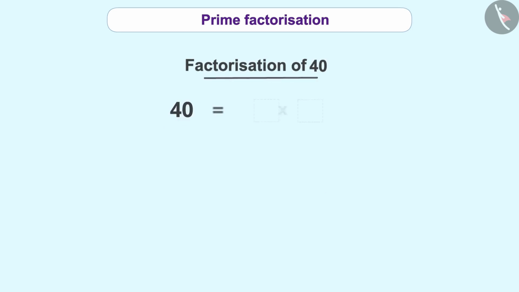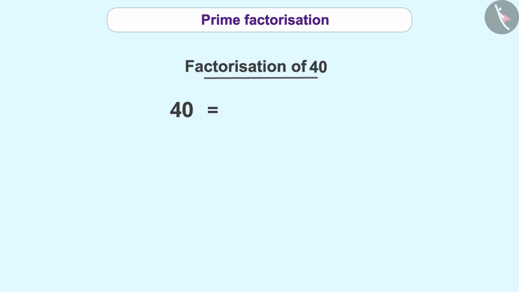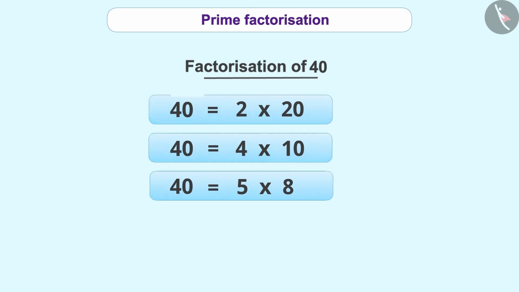Can you express 40 as a product of two or more numbers? Try it. Upon trying, you must have understood that 40's factorization can be done in different ways, like 2 multiplied by 20, 4 multiplied by 10, 5 multiplied by 8, etc. What does it tell you? We can say that the factorization of a number can be expressed in different ways.